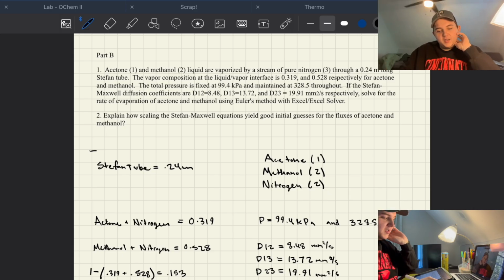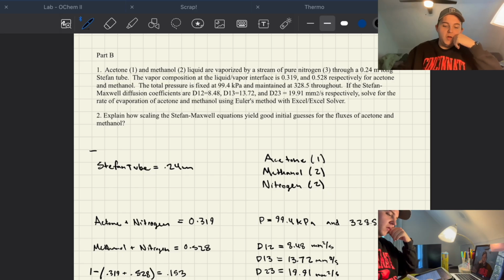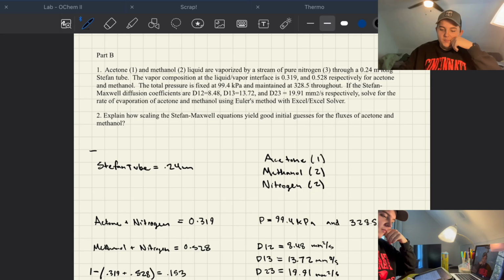The vapor composition at the liquid vapor interface is 0.319 and 0.528 respectively for acetone and methanol. Total pressure is 99.4 kilopascals and maintained at 328.5 throughout. If Stefan-Maxwell diffusion coefficients are D12, D13, and D23, respectively, solve for rate of evaporation of acetone and methanol using Euler method with Excel and Excel solver.